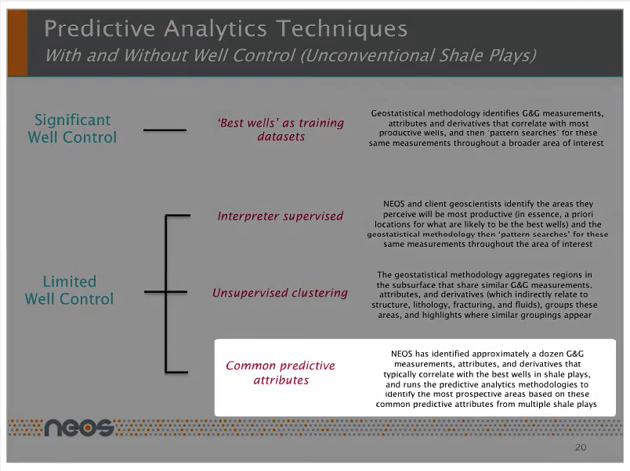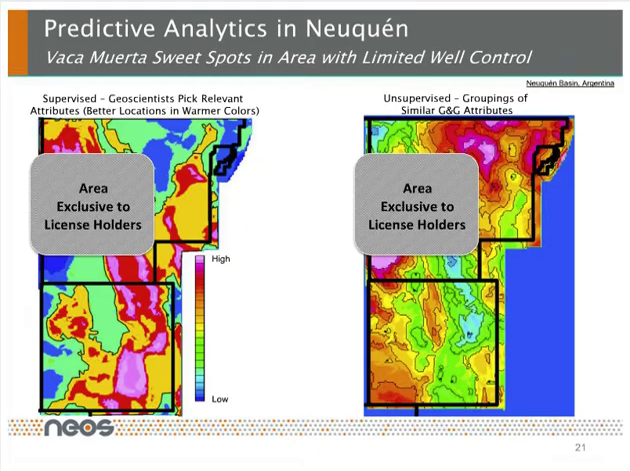A third type of analysis is the common predictive attributes analysis. Here, using approximately a dozen measurements, attributes, and derivatives that are common to the best wells in shale plays, the question is asked, of the area of interest, where are we most likely to see these measurements, attributes, and derivatives in the areas that we are interested in?